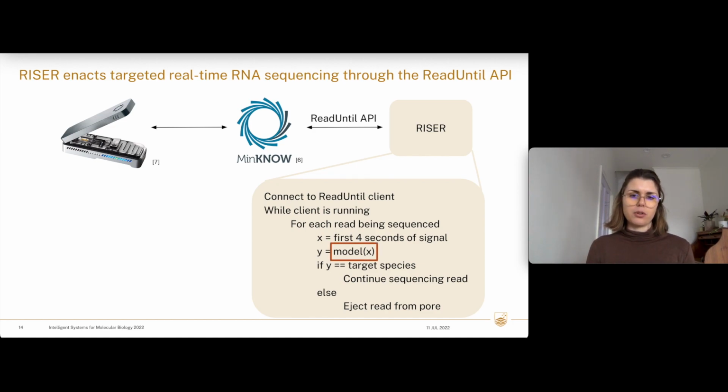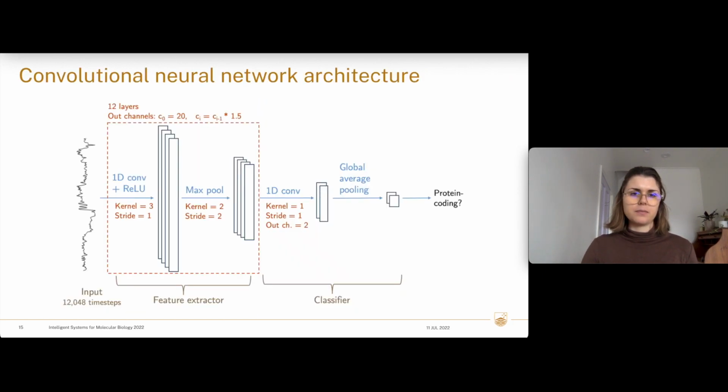I'll now take you through what that model looks like. So for those of you unfamiliar with neural networks, you can think of them just as a massive function with typically millions or even billions of parameters, which take an input and map that to an output. In supervised learning, the best values for these parameters get learned, which is a process where the network sees many examples of input-output pairs. So in the case of RISER, the input is the raw nanopore signal, and the output is whether or not that RNA is coding.